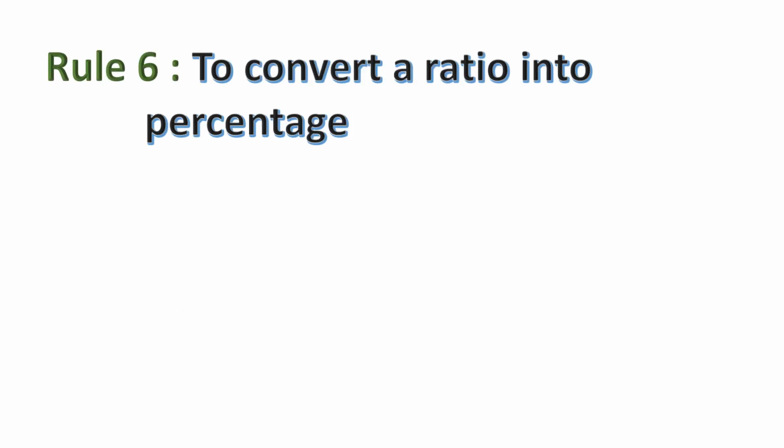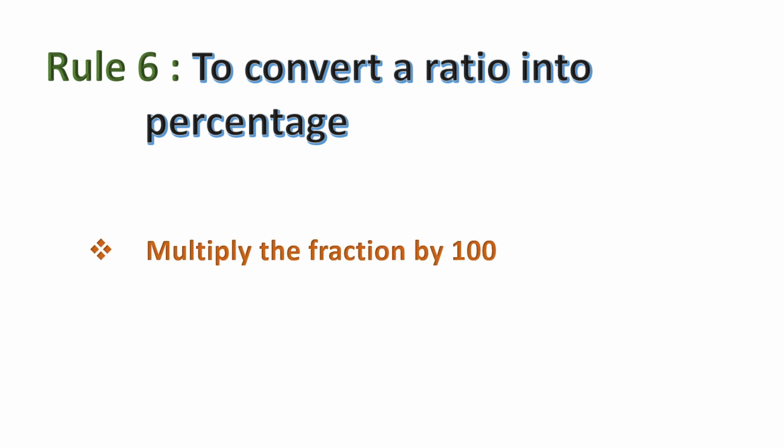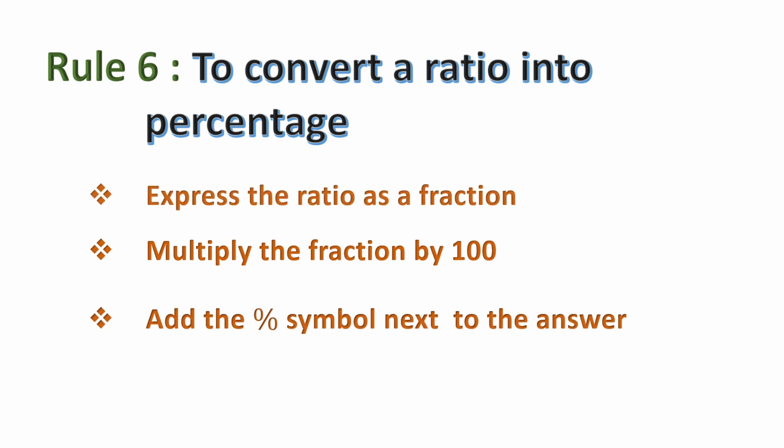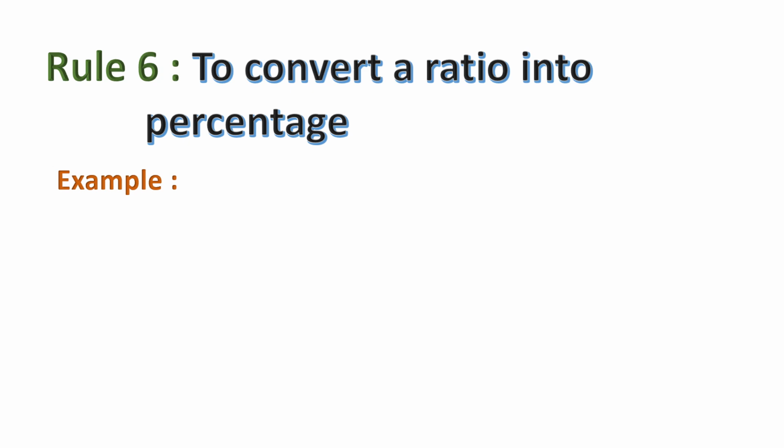Rule 6. To convert a ratio into a percentage, we have to multiply the fraction by 100 and add the percentage symbol next to the answer. We have to express the ratio as a fraction first before multiplying, okay? Alright. So, here is our example. 1 is to 8. This is our ratio. First, we have to express it as a fraction. So, there is 1 by 8.